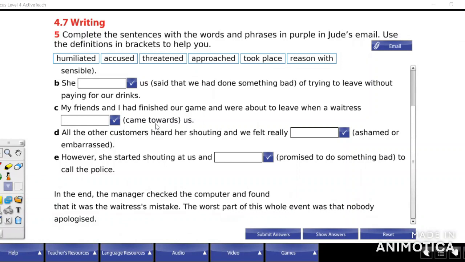Ready? Here are the answers. A synonym for said we had done something bad is accuse. Came towards us, so in our direction, and then, well, I would say it's approach. Ashamed or embarrassed, that isn't a verb, but it's an adjective. So we only have a couple of them left, and all of them could fit this. So if you don't know, look at the text, like I said, and see which words fit there. And however she started shouting at us and promised to do something bad, that is the only one we have left, threatened.